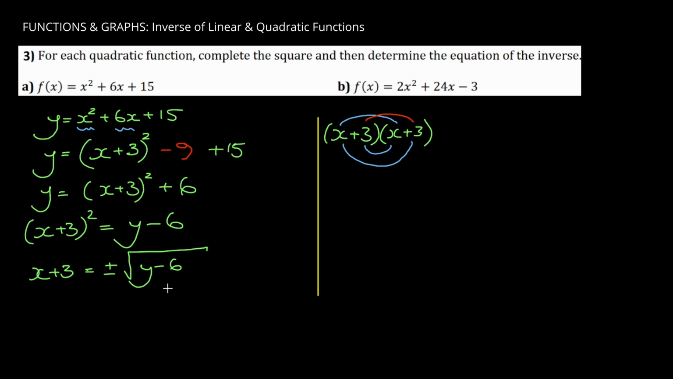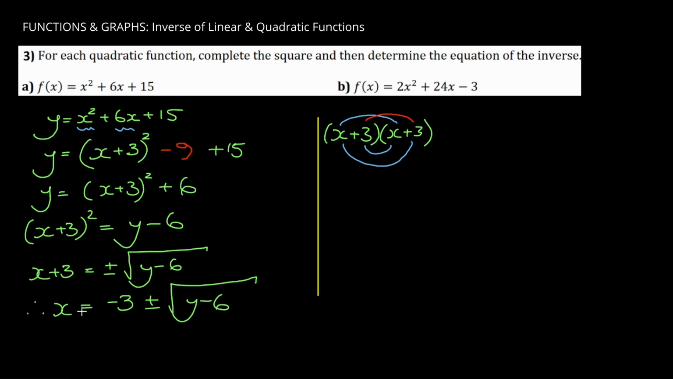Most of the time in geometry, we can get rid of that minus because we're dealing with positive dimensions. But with these functions, we can't. So what have I got now? I've got x is equal to negative 3 plus or minus the square root of y minus 6. Now we have got x the subject of the equation. So now we can swap x for y and y for x.